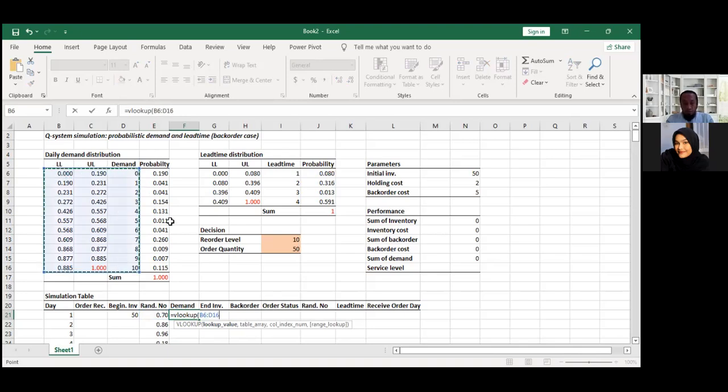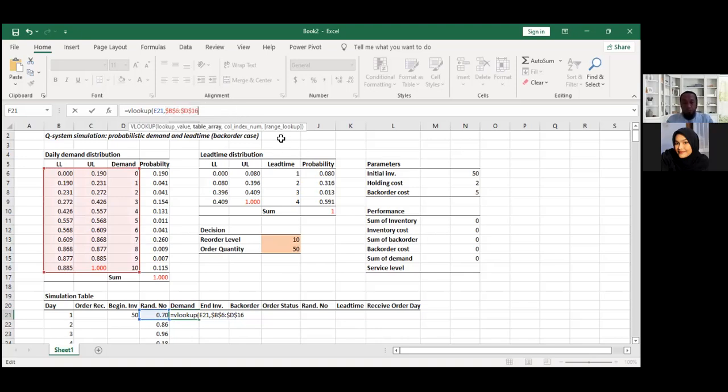Okay. Sorry, I forgot to type the comma. Yeah, this one is the lookup value, comma, then the lower and upper limit, and the demand. We block it. Don't forget to lock it. So I type S4, this one, to lock it with a dollar sign.